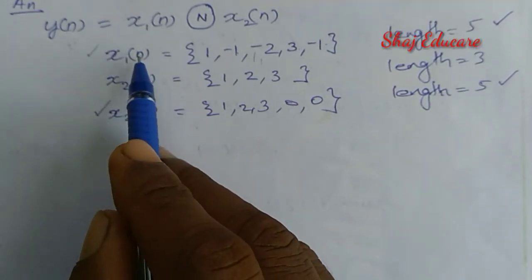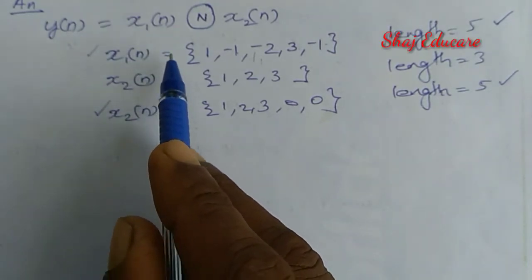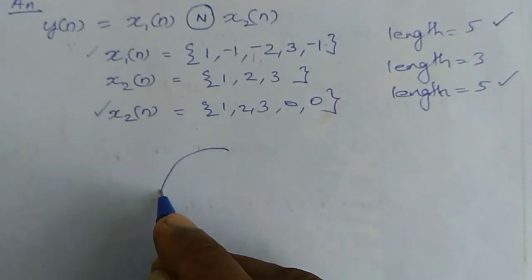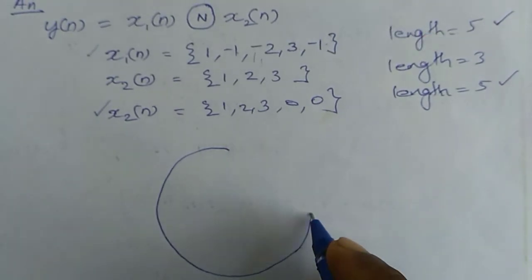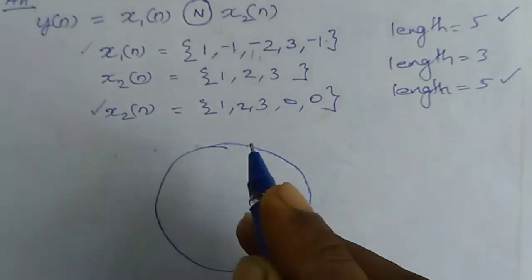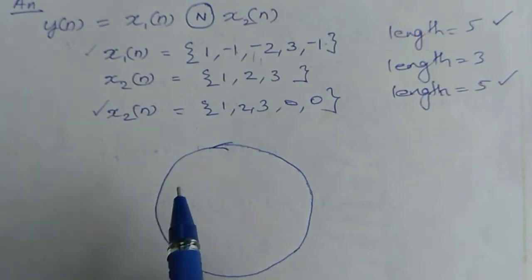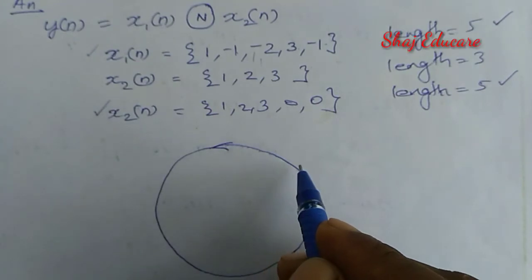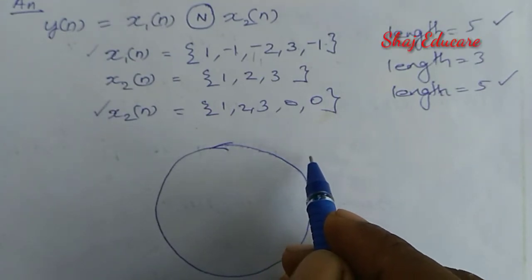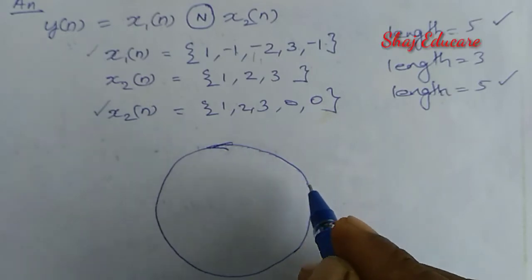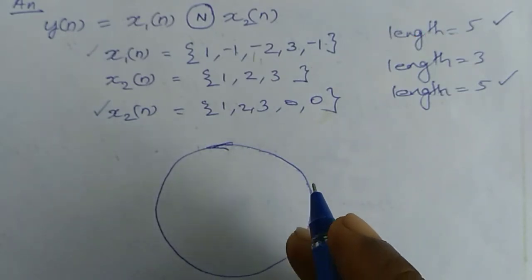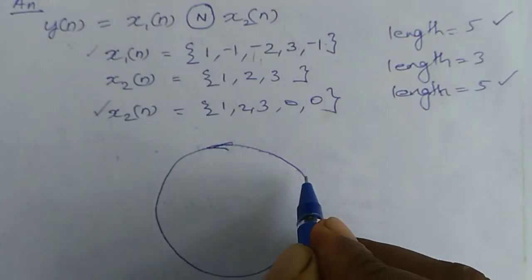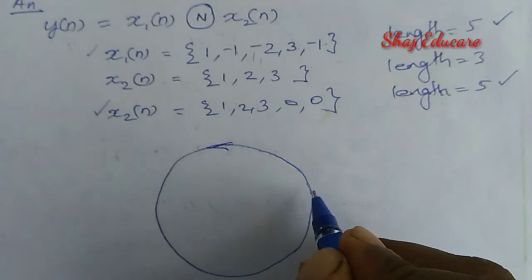In order to perform the convolution between them, first we have to draw a circle. Okay, a circle is drawn and we have to put x1 of n in the anti-clockwise direction onto the circle. What we are going to do is plot all points of x1 of n in the anti-clockwise or counterclockwise direction.